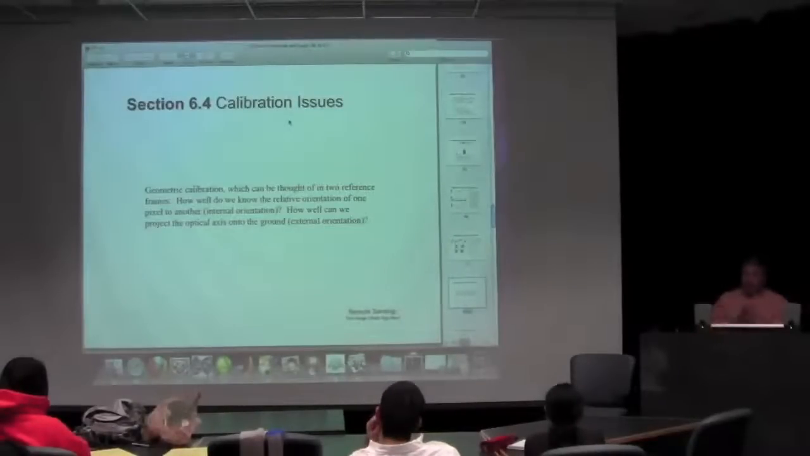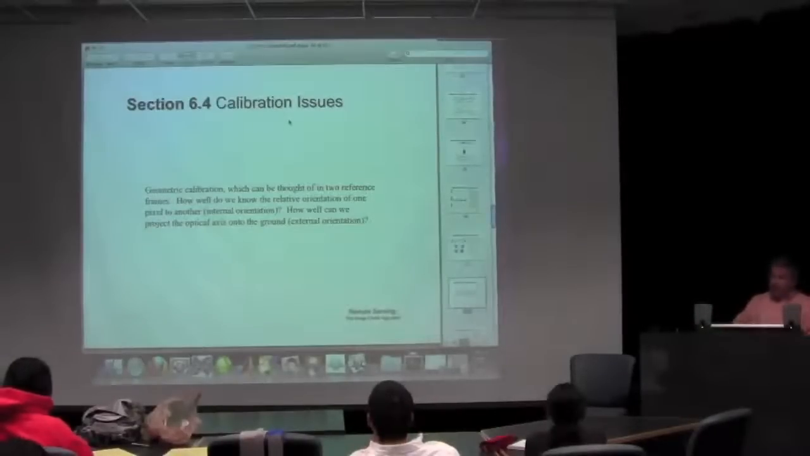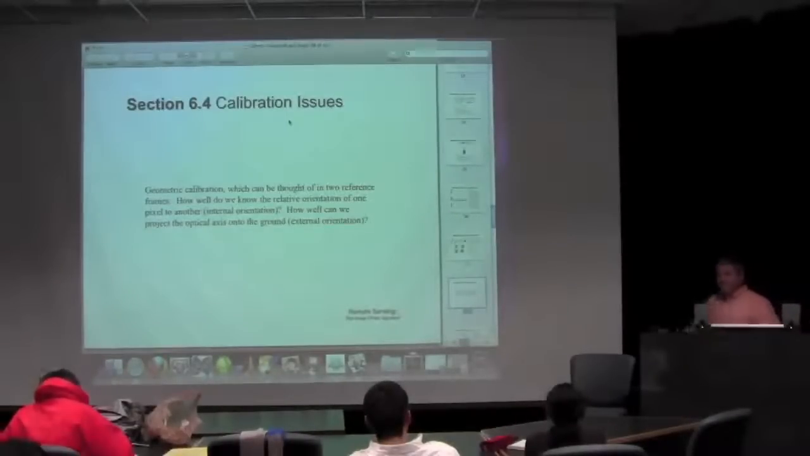So there are two types of calibration that come into play when you talk about sensors. One is geometric calibration and one is radiometric calibration. In this class, we're going to talk mostly about radiometric calibration. Geometric calibration, we push off to the photogrammetry class.